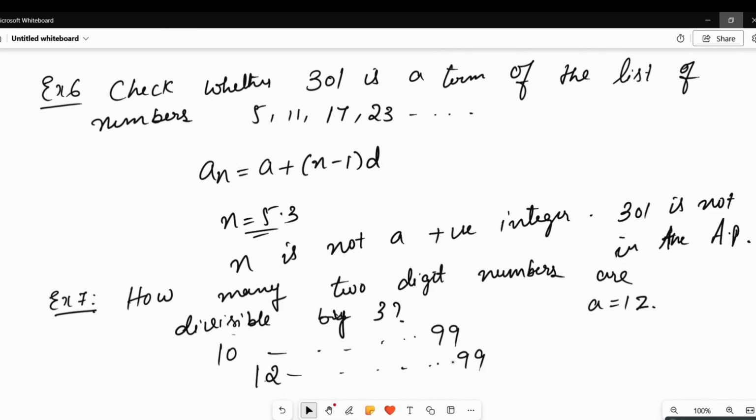So first number is 12 here. What will be the common difference here? 3 is the common difference. So 12, next number will be 15. It goes on. So common difference is 3. And the last number, an, is 99. So find the n value.